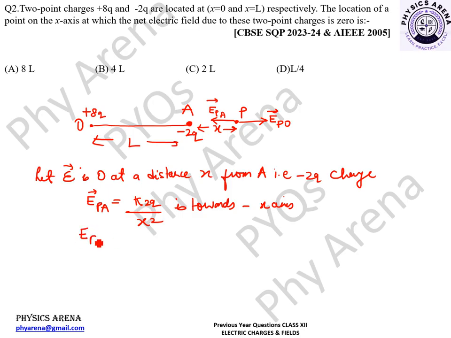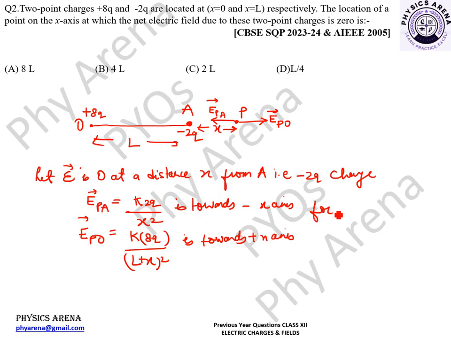Again, electric field at point P due to charge present at O, EPO, that will be K into 8q upon L plus x whole square, because now the distance is L plus x. And it is towards plus x-axis. Since both the fields are in opposite direction, for the net electric field at P to be 0, they have to be equal in magnitude.